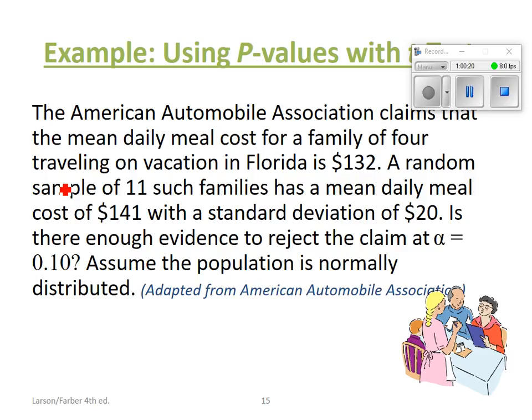So what are we going to say about the AAA claim there? American Automobile Association. If we fail to reject the null, what are we saying about their claim? It's probably true, right? Now, are we going to give them credit for it being true? No, we're going to say, with a 10% level of significance, there is not enough evidence to reject the claim that the average cost is $132.